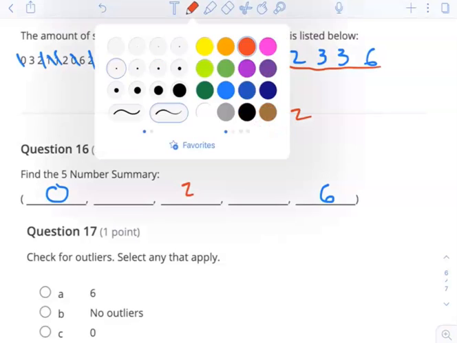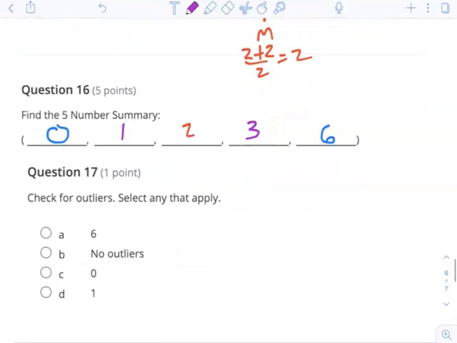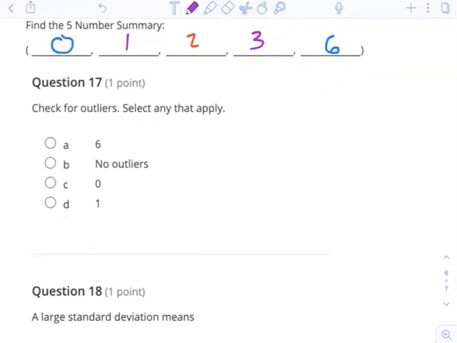Now I'm left with 5 numbers beneath the median. So the middle number out of 5 is 3. Again, there's 2 numbers here, 2 numbers here. So quartile 1 is there, and then quartile 3 is here. Of the upper 5 numbers, that third number would be the middle. The third number would be the middle of 5. Okay, so there's my 5-number summary.